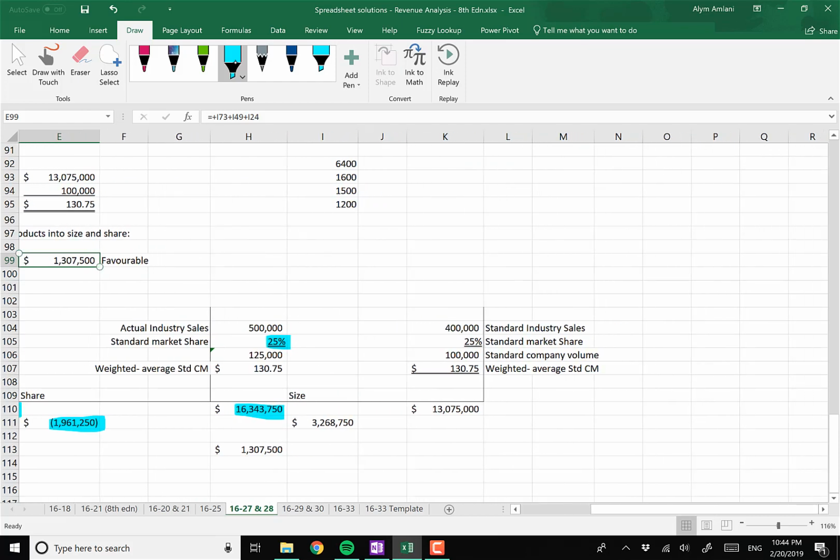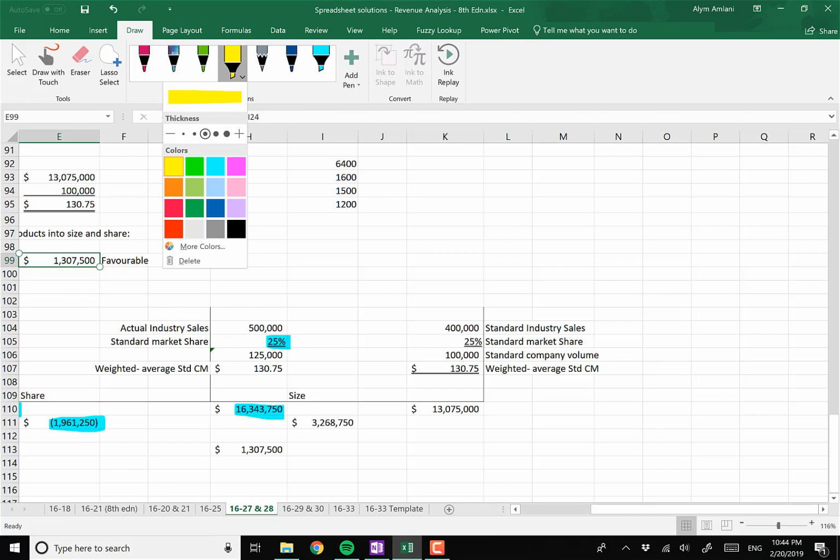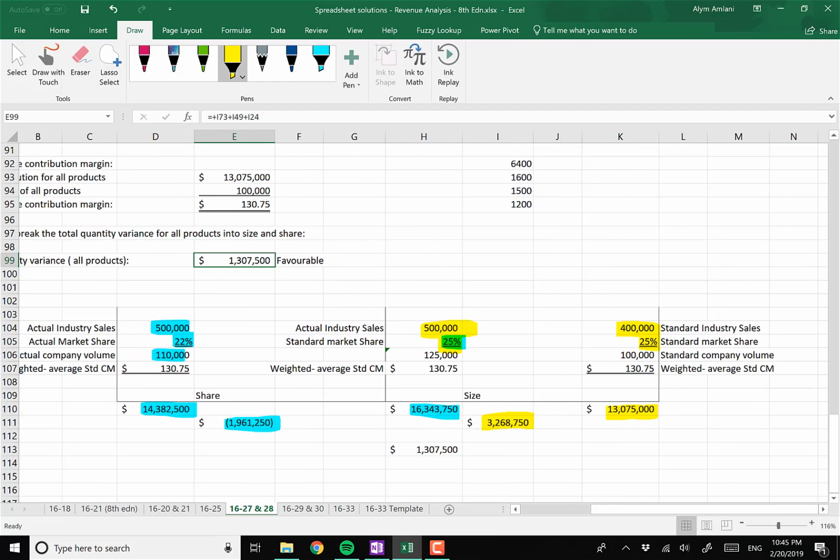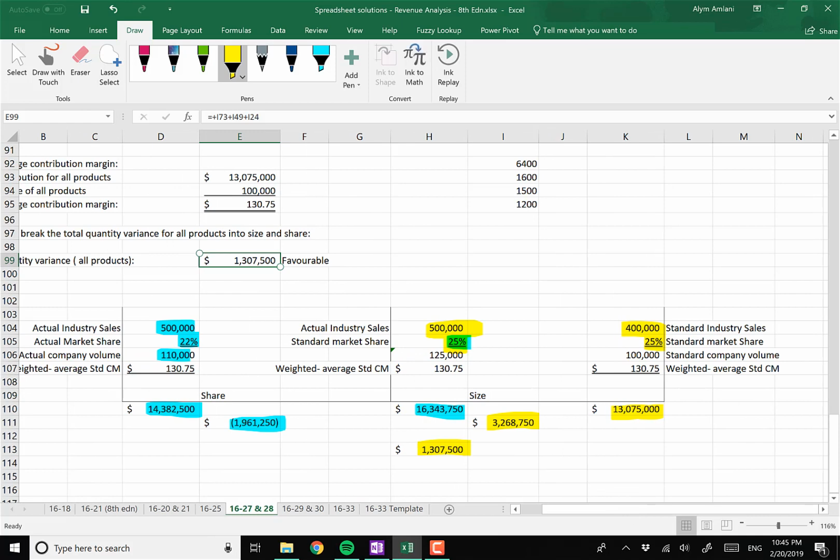But the market did grow, right? The market grew much bigger than we expected it to be. We expected 400,000 units total in the market. We actually saw a market that was 500,000 units large. Okay, what did that do for us? Well, if we look and multiply this out, holding now our market share constant at 25%, we see a favorable variance of $3,268,750. Add that to your unfavorable market share variance, and we get $1,307,500.